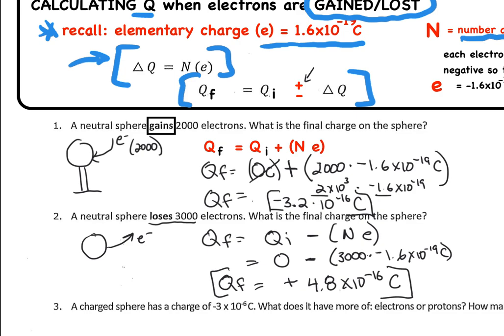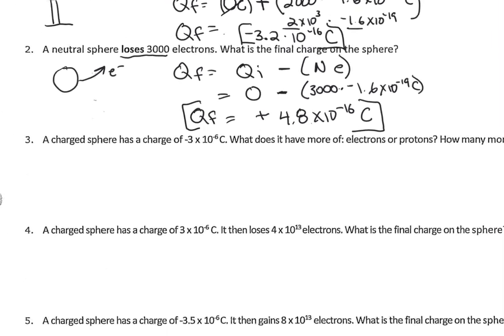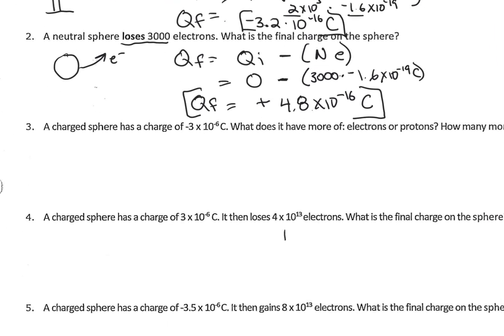Do they get any harder than that? Yeah, sometimes there will be a Q initial. And I think the only other trick, and we're going to jump to number 5, is that sometimes N is a very large number. Losing 3,000 electrons is almost insignificant. Notice how small the charge is. But if you lose a lot of electrons, well, then we'll get an actual meaningful charge, right?